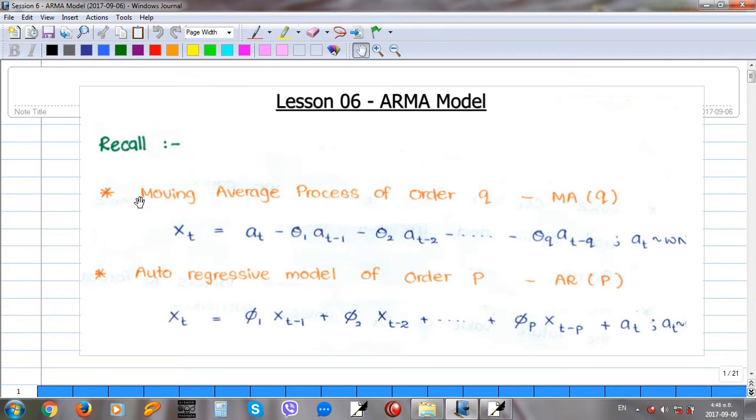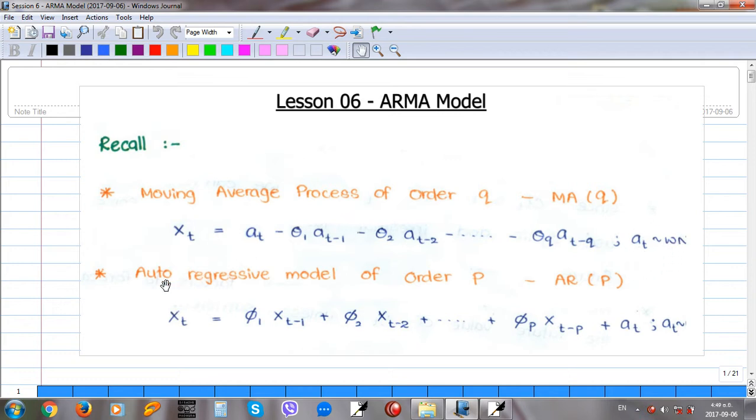Before starting this lesson, I would like to recall the time series model we learned in Lesson 3. One of the models is the moving average process of order q, which we denote as MA(q). We can write the moving average model as x_t equals a_t minus theta_1 a_{t-1} minus theta_2 a_{t-2} up to theta_q a_{t-q}, where a_t is a white noise, right?